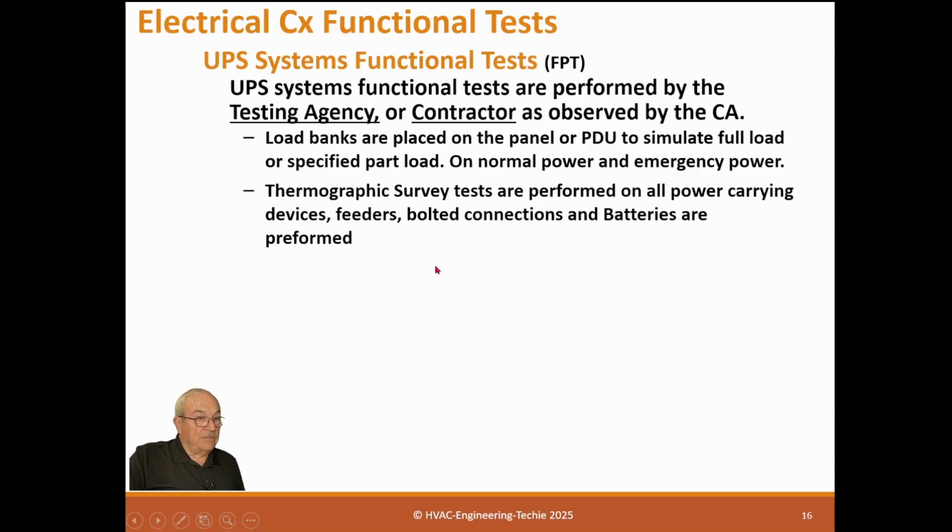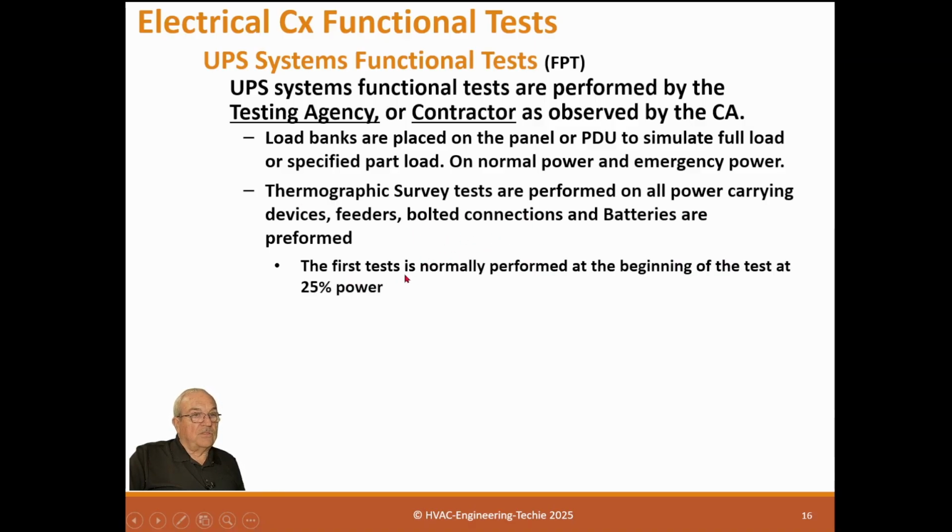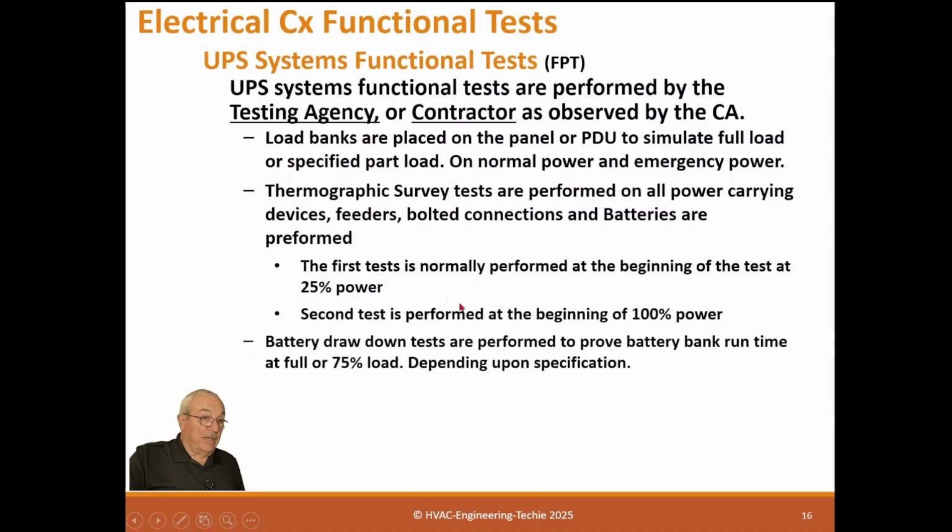Thermographic survey tests are performed on all power-carrying devices, feeders, bolted connections, and batteries. We need to test the batteries also. The first test is normally performed at the beginning of the test at 25% power, second at 100% power. Again, it may be done in 3 steps. Battery drawdown tests are performed to prove battery bank run times at full or 75% load, depending upon specification. Normally, we'll do a battery drawdown at 75% load, which we think is closer to actual load.